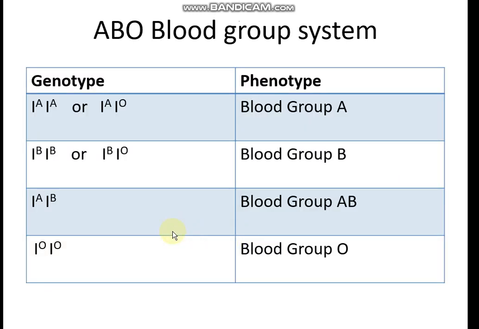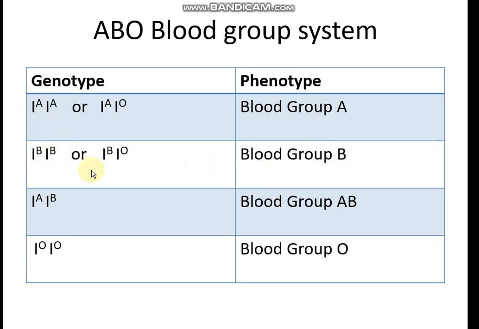Now here you can see the genotypes and the possible phenotypes. This is the genotype. If the person has both A alleles, the blood group will be A. Similarly, as allele A is dominant to O, if a person contains one A allele and the other O allele, the person will have blood group A. The same is the scenario with blood group B. If the person is homozygous for B, the person will have blood group B.